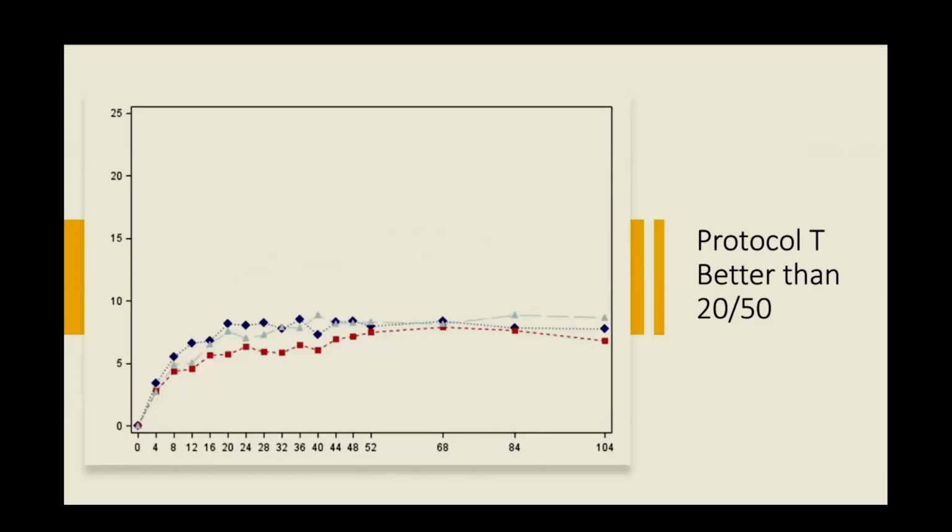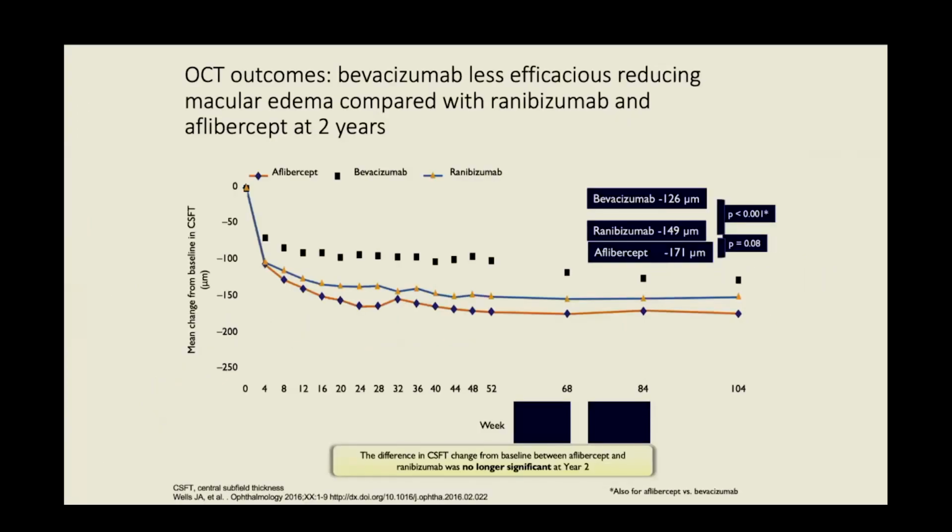But if you have a baseline vision of 20/50 or better, in these eyes, all three injections performed very similarly. So one take home could be that if you have a patient who has early vision loss due to DME, you probably can start off with any of these injections. There appears to be not much of a difference between the three injections.